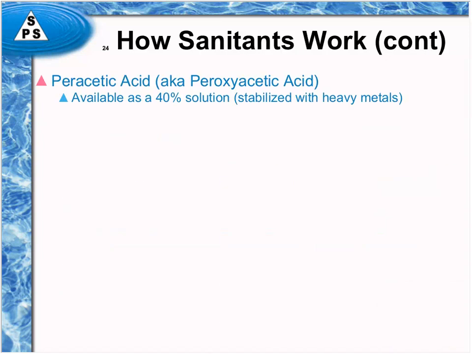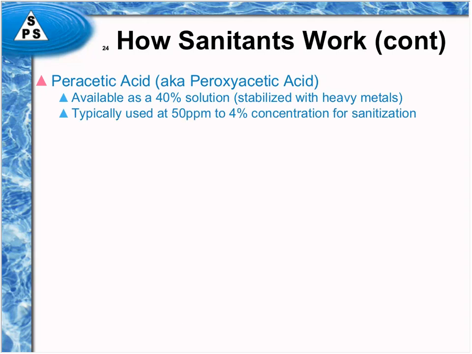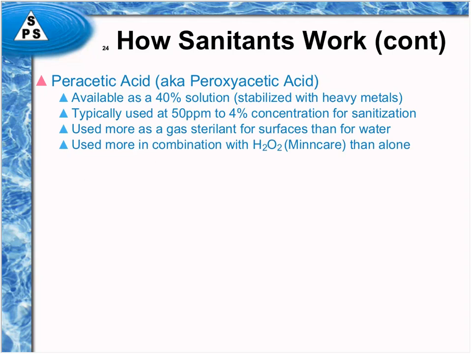Peracetic acid, I'm going to go through this pretty quickly. It's not often used by itself in water systems. It's stabilized similarly to hydrogen peroxide. It's often used somewhere between concentrations of 50 ppm and 4%. Obviously, at 4%, you're really trying to nuke something. It's more often used as a gas sterilant, as a vapor-type gas sterilant for environmental surfaces than for water.